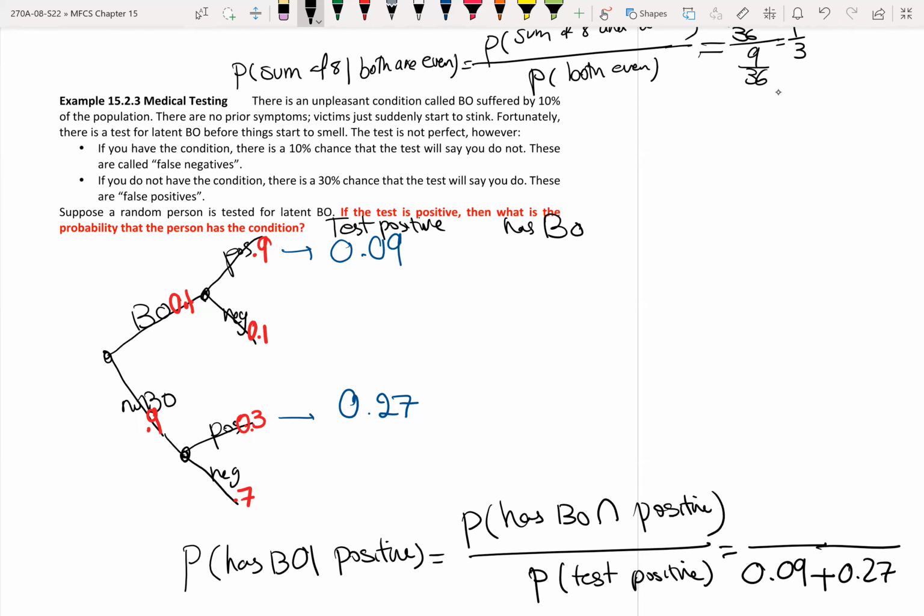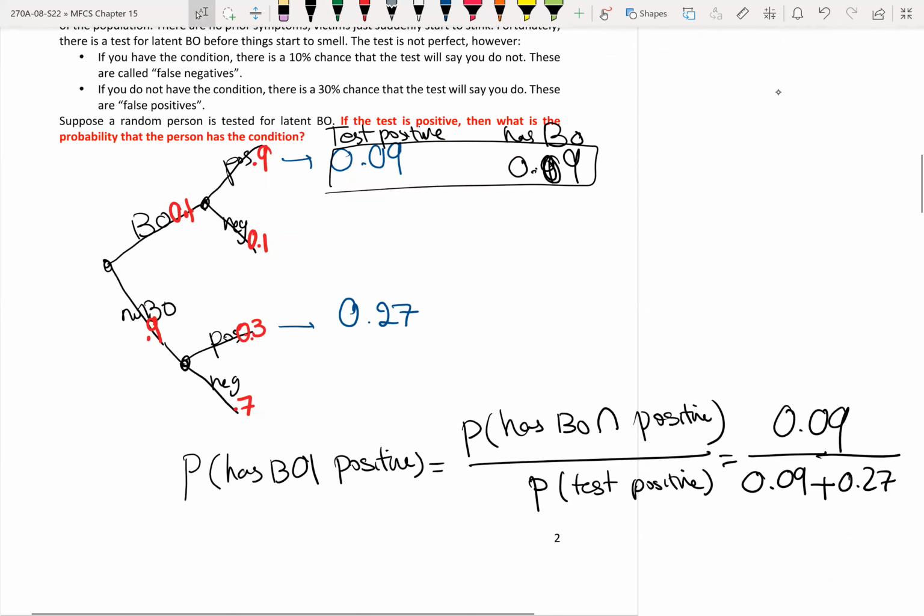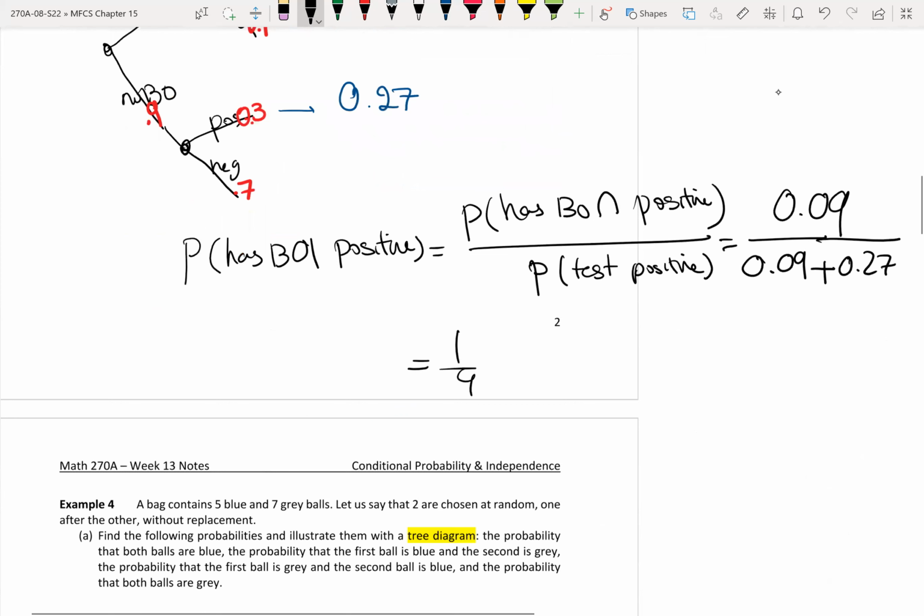And then which one is the intersection? Which means the person is sick and the test is positive. The person is sick and the test is positive. This is really the only case, right? So that's the top of your fraction. And that shows how the test is horrible, right? Because you get the 1/4, 25%.